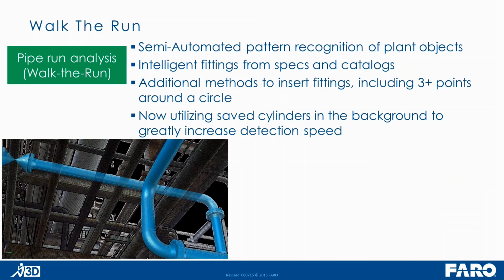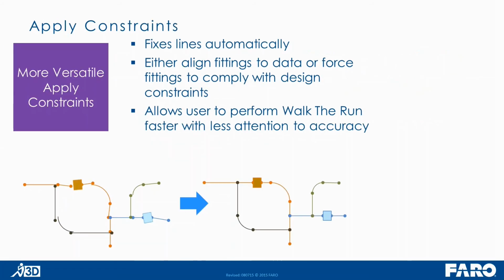Now, every year we've been adding additional methods to insert these parts. You'll see this in the video, but we also are finally using saved cylinders in the background, and what you're going to get from this is a much faster detection speed. Before, in the past, we had to look ahead and try to detect these cylinders, and we still do that to a certain degree, but now with the new recap format, we actually have saved cylinders that we can access to enhance this part of the process.